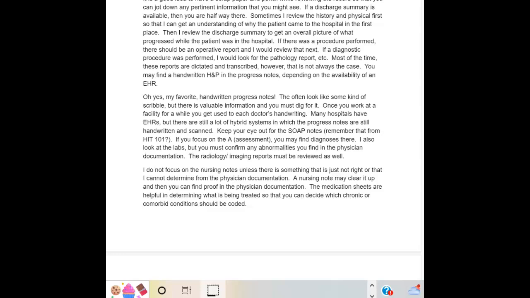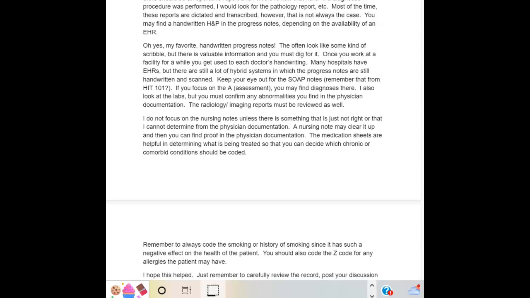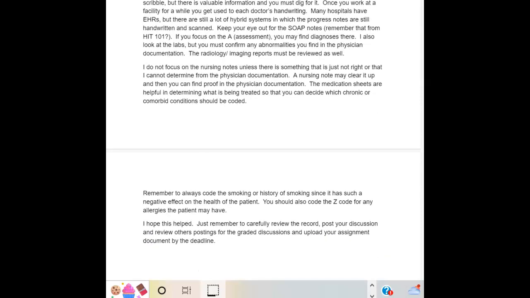Remember, you have the subjective, the objective, which is the examination, and then the assessment, and then the plan. So the assessment is where you find your diagnosis. I also look at labs, but here's the deal with labs. You must confirm any abnormalities you find in the physician documentation. The radiology imaging reports must be reviewed as well. I do not focus on nursing notes unless there's something that is just not right or I cannot determine from the physician documentation. A nursing note may clear it up and then you can find proof in the physician documentation.